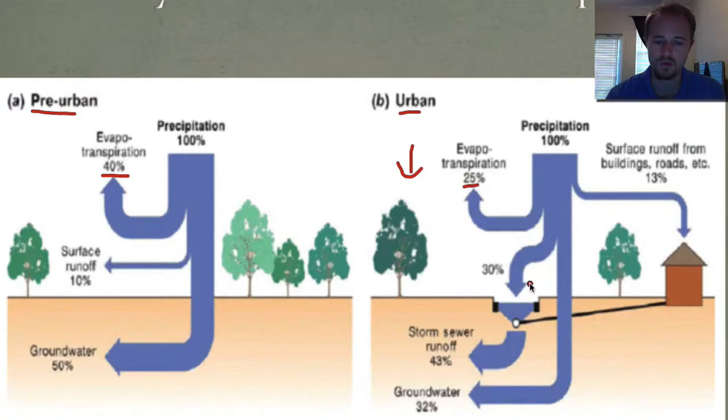We'll look around a little bit more. What about groundwater, 50 to 32, so that as well decreases. But what increases? What do you notice with the urban that isn't as high over here? Look at this, runoff: 43% versus only 10% runoff. So you have an increase in runoff because of roads, streets, and water drainage. Those are some things that change from going before development to development. You have decreased evaporation, decreased groundwater recharge, but an increase in surface runoff.